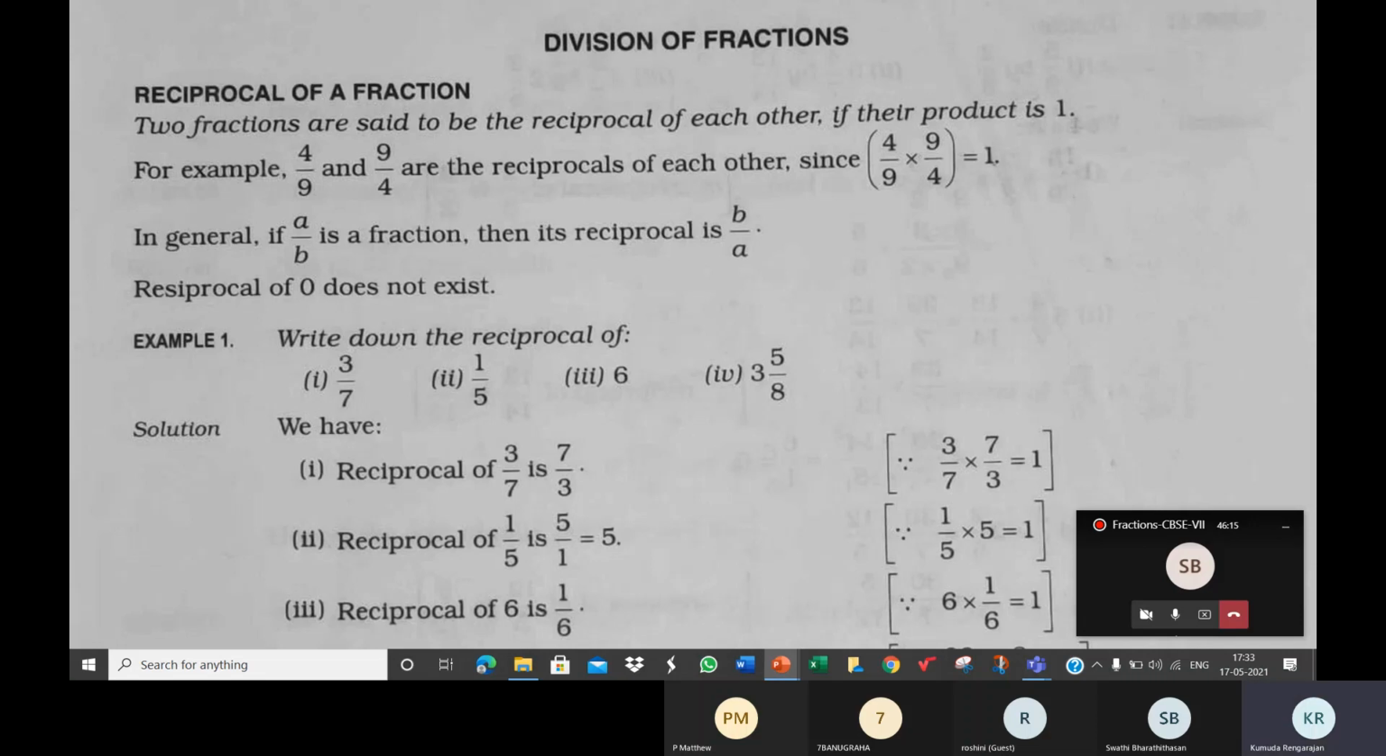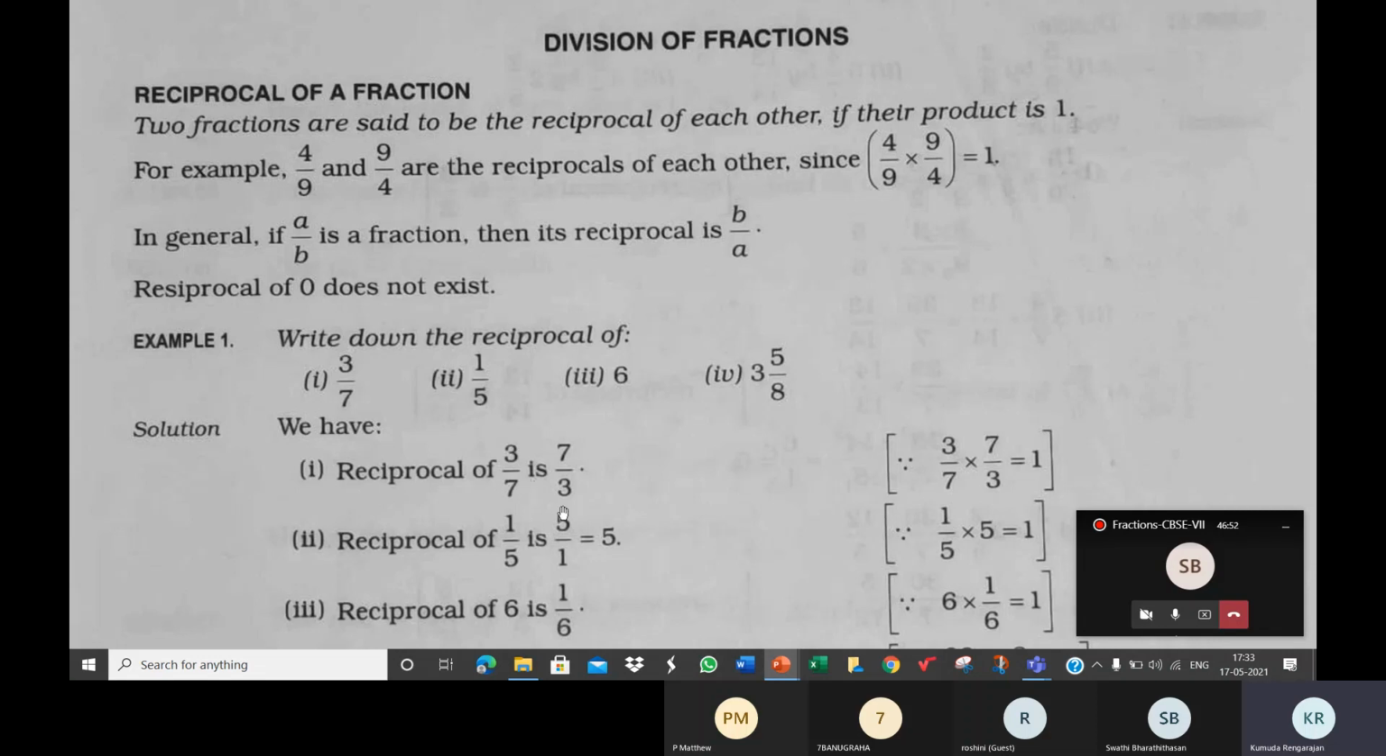All right. So other than 0, you can find the reciprocal of any fraction. And the very important thing is the product of a number and its reciprocal, or the product of a fraction and its reciprocal, the product meaning multiplication, will always be 1. So see the examples here.